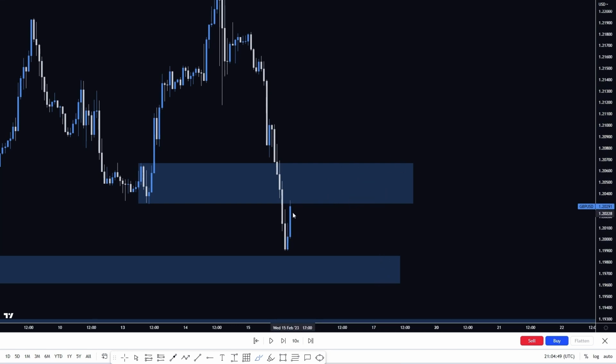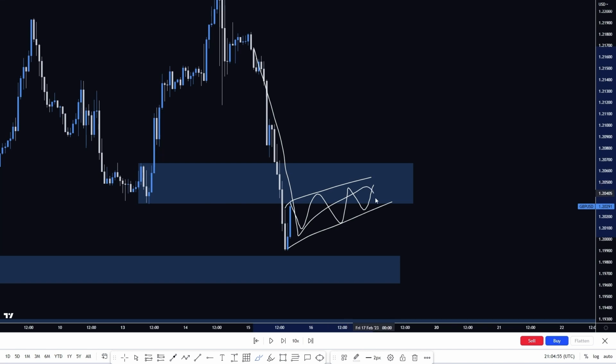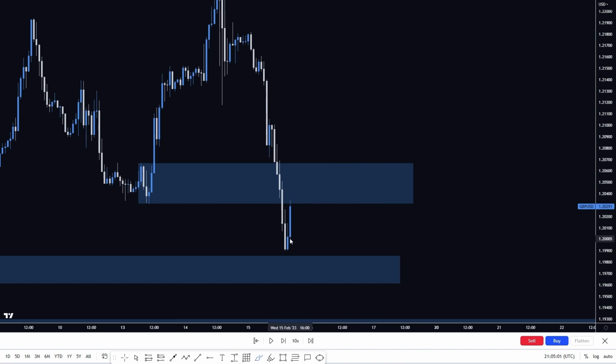Okay, well, what else could we have? We could have some kind of channel, so we could have something like this, a 3-touch ascending channel, impulse, correction, impulse. We could get involved in a trade here. Or we could have one or the other, an expanding pattern or a symmetrical triangle.